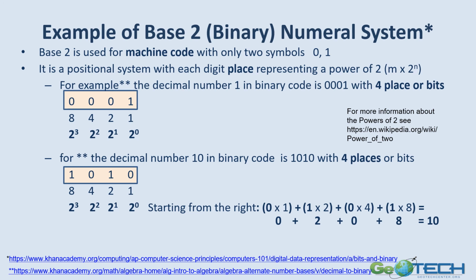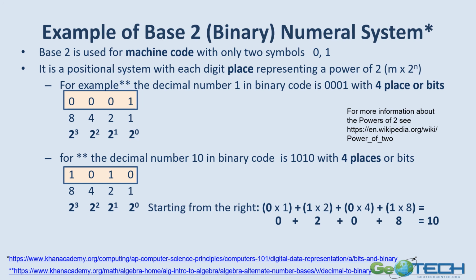And remember, binary is what is used in computers as machine code, and it has two symbols, zeros and ones. It's a positional system, just like our decimal system, and each place represents a power of 2. For example, the number 1 in binary code is 0001, and that has 4 places. So the first place where the 1 is, is 2 to the 0, and any number raised to the power of 0 is 1. The rest of them are 0, 0, 0, so there are no other values.